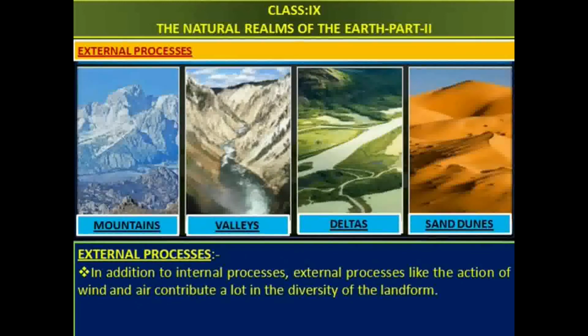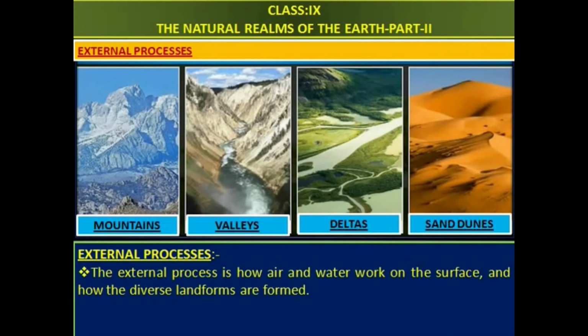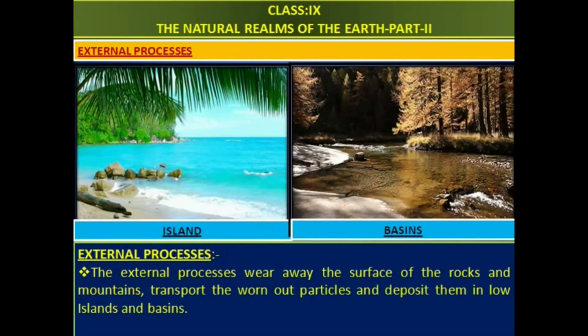Now let us look at the external process in detail. In addition to internal processes, external processes like the action of wind and air contribute a lot to the diversity of the landform. The external process is how air and water work on the surface and how the diverse landforms are formed. External processes wear away the surface of the rocks and mountains, transport the worn out particles, and deposit them in low islands and basins.